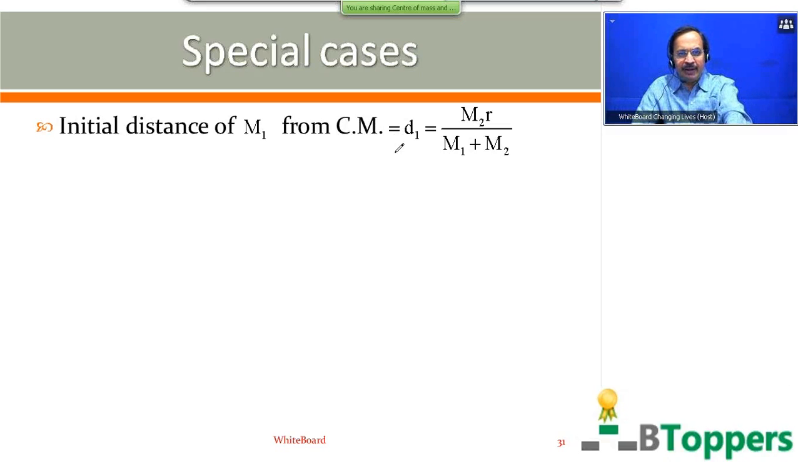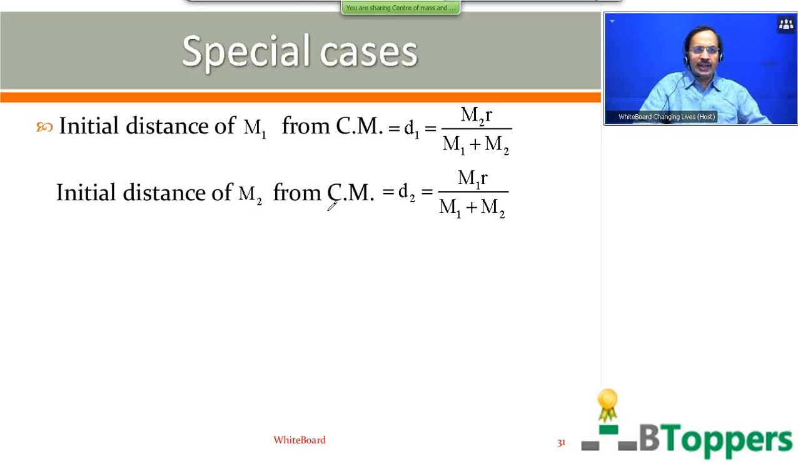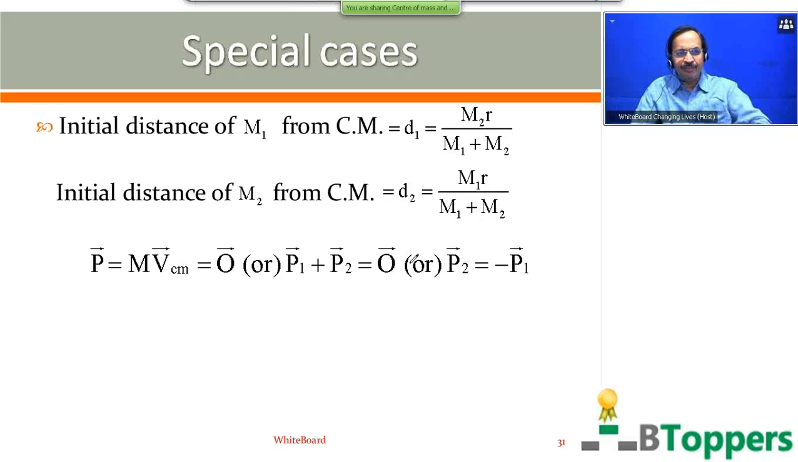Initial distance of M1 from center of mass, denoted by D1, equal to M2 r by M1 plus M2. This calculation we have discussed in the previous class. Initial distance of M2 from center of mass, denoted by D2, equal to M1 r by M1 plus M2. Calculation for these two equations I have discussed in the previous class for system of 2 point masses.